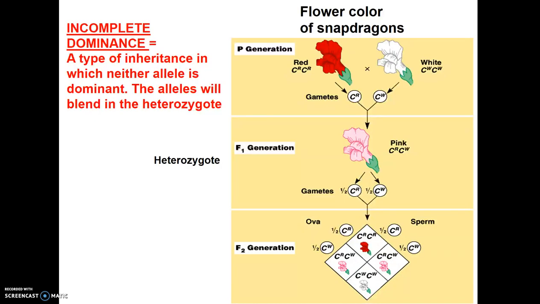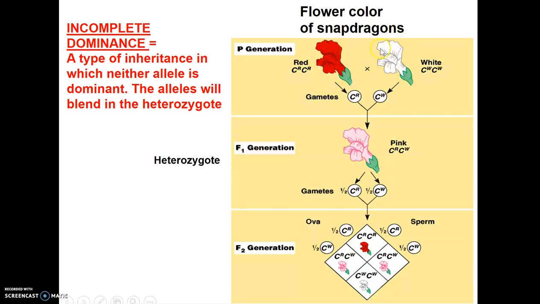The next pattern that we would look at would be incomplete dominance. It's just what the name implies, that neither allele is going to be dominant in place of another. We see this a lot in snapdragons. Snapdragons are a particular type of flower that express incomplete dominance when we talk about flower color. Since neither allele is dominant, what we see is that they blend together in the heterozygote.